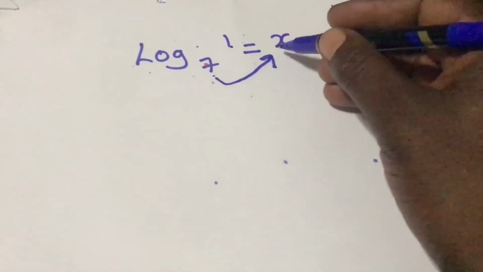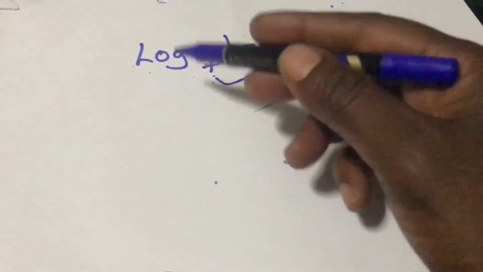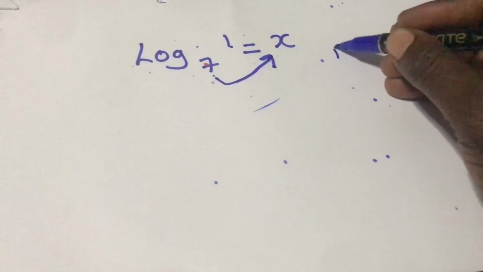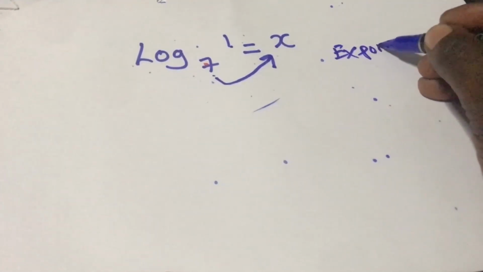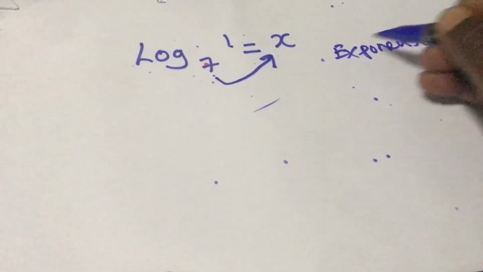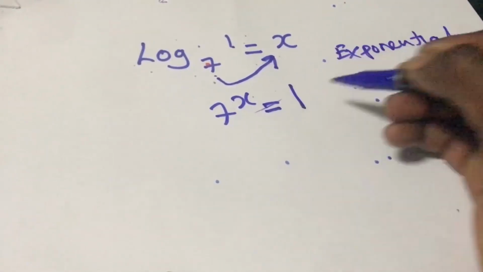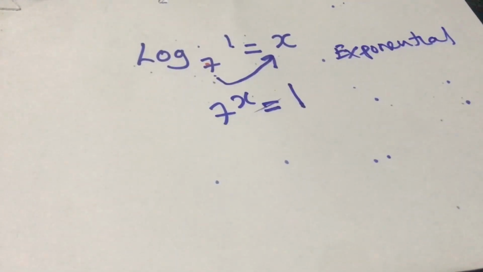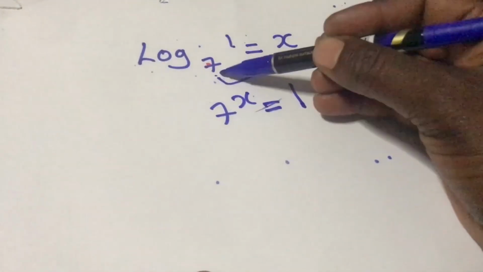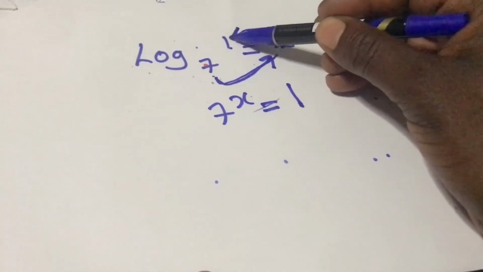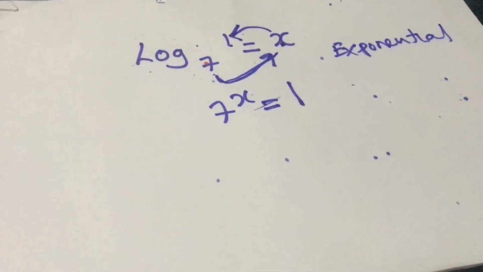So this particular log expression can be turned into an exponential expression. So you are going to have 7 to the power x is equal to 1. What we have done is this 7 has pushed the x, it has become the power, then it's always equal to the answer, which is here.